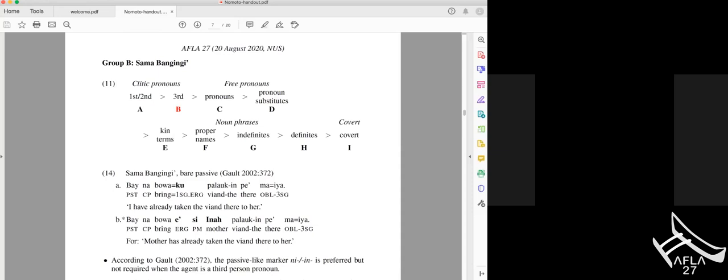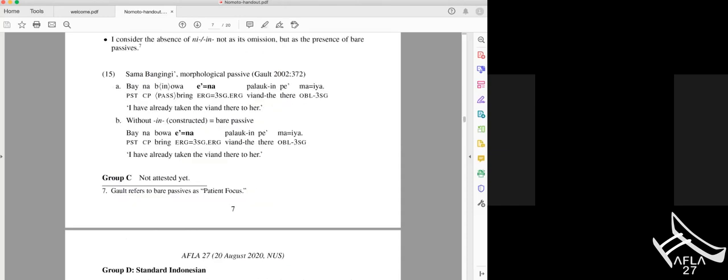of bare passives. So if you look at the examples in 15, 15A is the example given by Gold. Here you have the infix in, and according to Gold, in is optional in this case. When this morpheme doesn't appear, you get 15B. This sentence, 15B, looks like a bare passive. So I consider this a bare passive rather than an omission of in from a morphological passive.